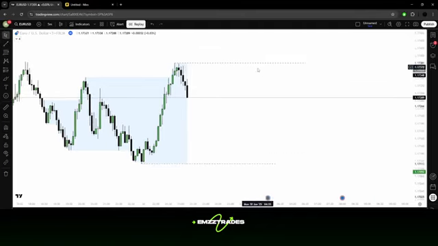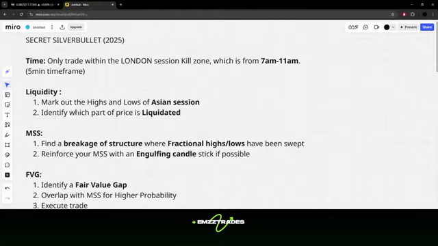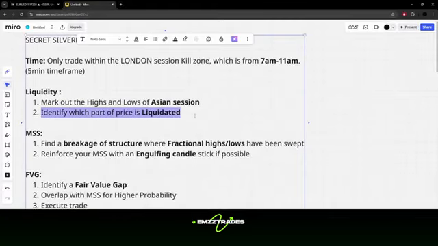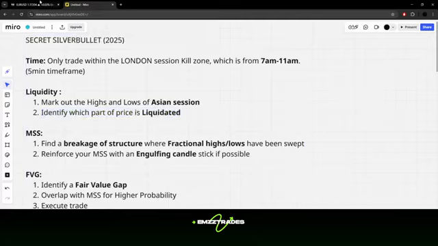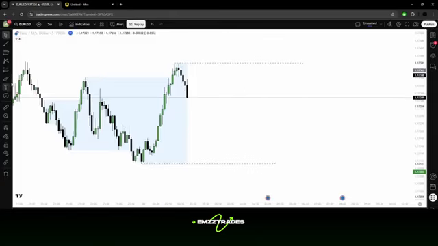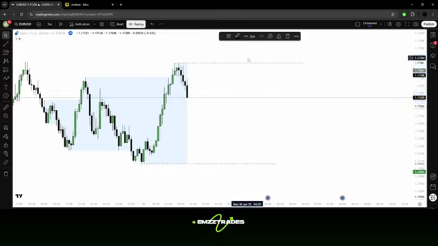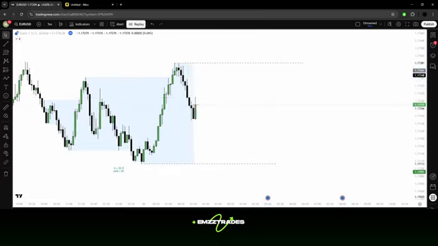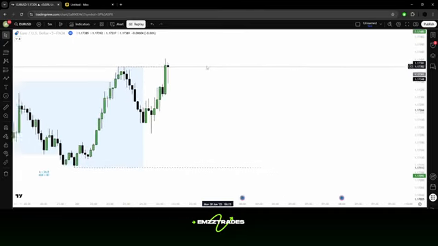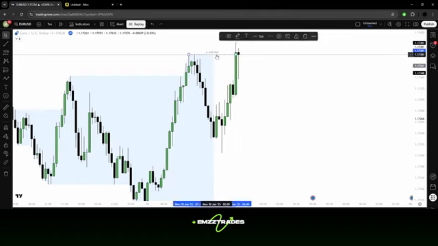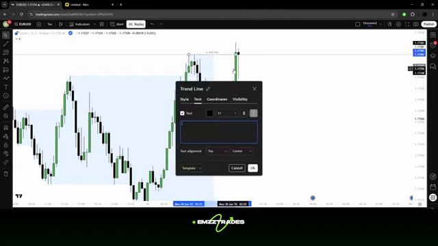And as soon as we mark out the highs and the lows, what we need to do next is identify which part of price actually gets liquidated first. Okay, is it the highs or is it the lows? So we need to see if price actually gives us a movement which is either like this, or it gives us a movement which is the opposite side, okay, towards the upside, right? So that's all that we're looking for right now. So if you let price play forward, you can see right here it's going towards the upside and it's completely swept the highs, right? So once it swept the highs, what we need to do now is mark this out as my Asian liquidity sweep.